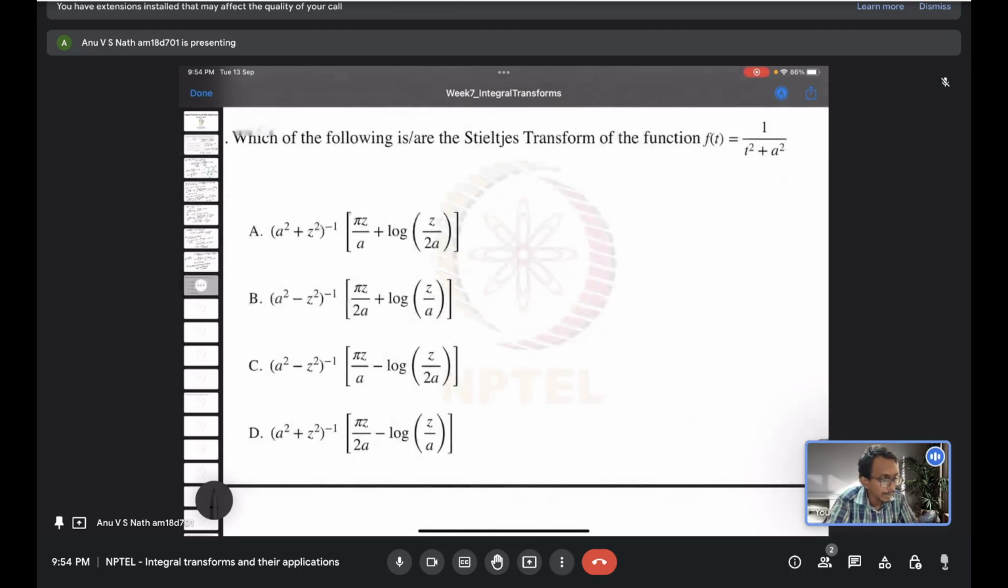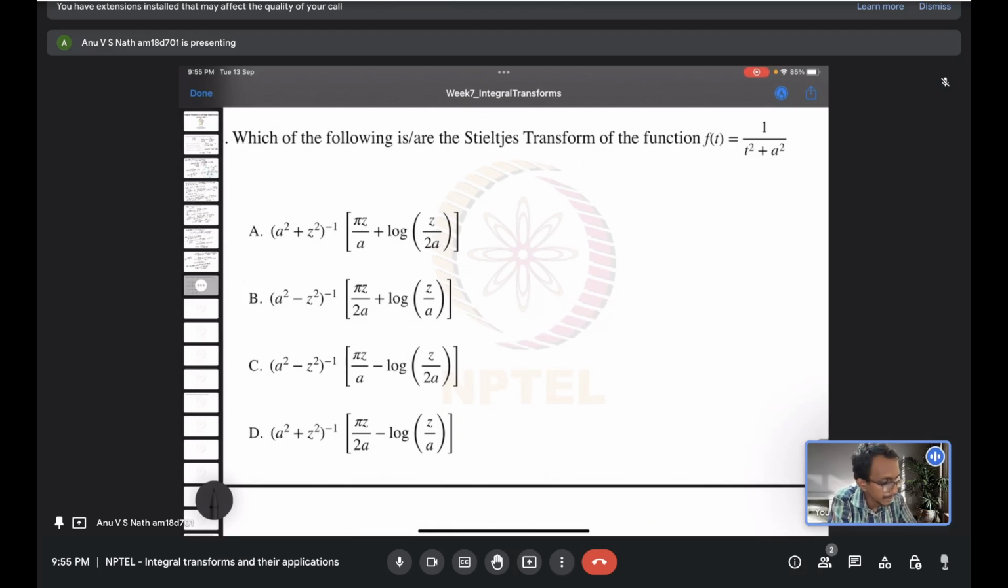Which of the following is or are the Stieltjes transform of the function 1 by t square plus a square? So this is actually similar to the earlier one. We don't need to go to any complex domain, just the real domain itself is enough. But we have to remember certain things. I mean, basically applying the limits, we have to be careful.